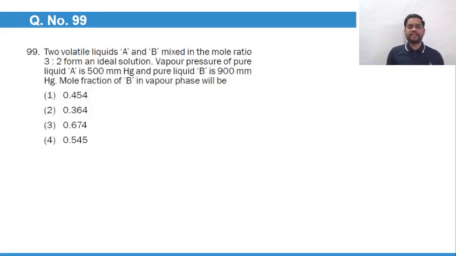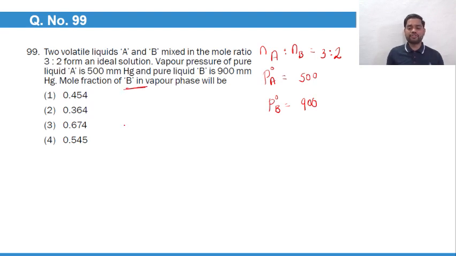Two volatile liquids A and B mix together in the mole ratio Na is to Nb is equal to 3 is to 2, forming an ideal solution. Vapor pressure of pure A, P naught A, is equal to 500, whereas P naught B is equal to 900. Mole fraction of B in vapor phase.